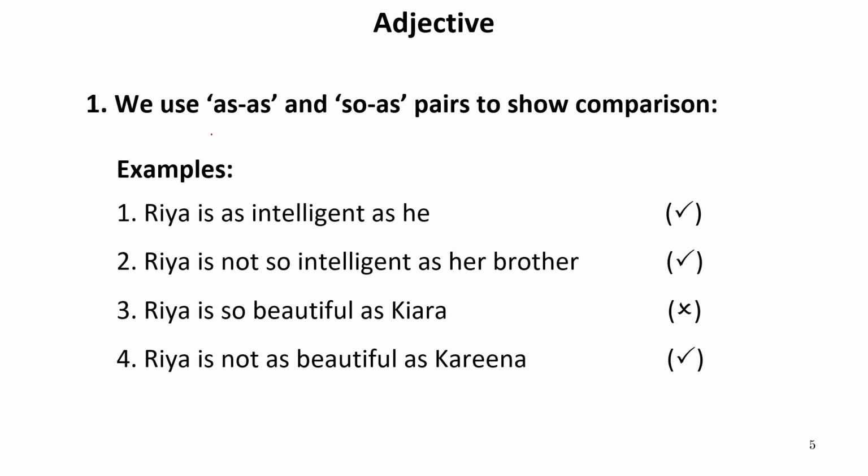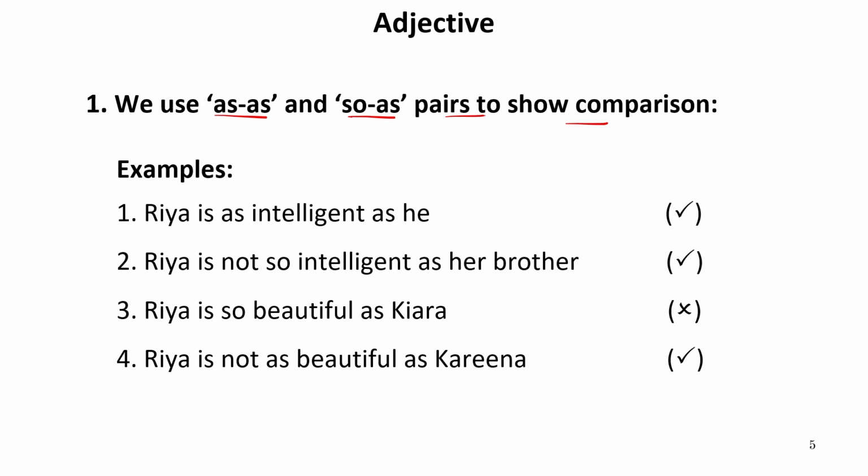The first rule is we use as and as or so and as pairs to show comparison. Now, basically, we use two pairs, either as or so with as. These are used to compare two things or two persons at equal level. It means when we show two things or persons that they are equal in some case, they are known to be compared in positive degree of adjective.